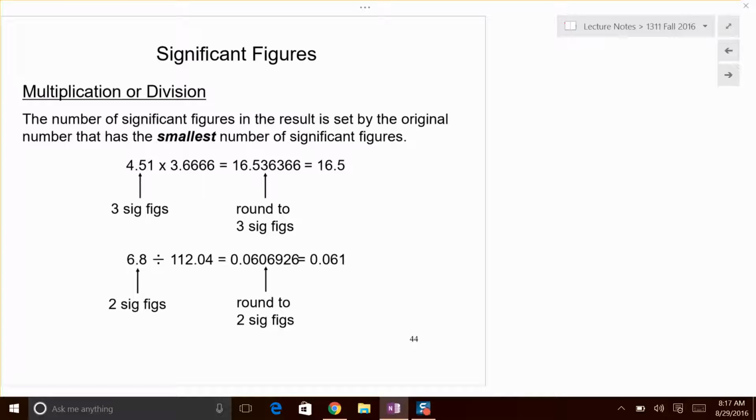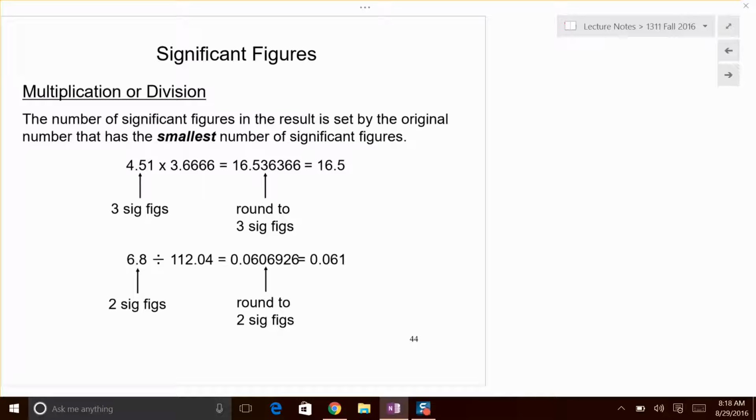So with multiplication and division, I report my answer to the same number of significant digits as the data in the question that had the least number, which probably didn't make any sense to you because that was confusing. So this has more, this has the least. I use that number of significant digits in my answer. So 1, 2, 3, 1, 2, 3.